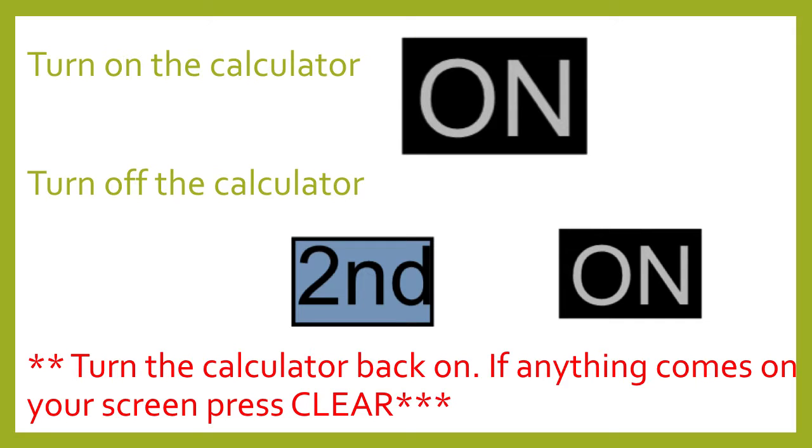To turn the calculator on, you mash the on button. If anything comes on the screen, just press clear. To turn the calculator off, mash the blue second key and then the on key. Not at the same time, just one then the other. Turn the calculator back on. If anything comes on your screen, make sure you mash clear. Any questions on these two steps? Make sure you record on your note sheet how to turn on and off the calculator.